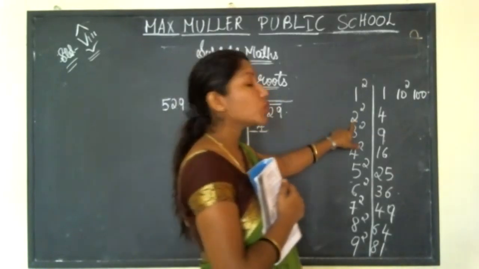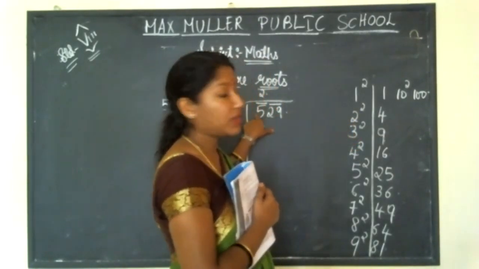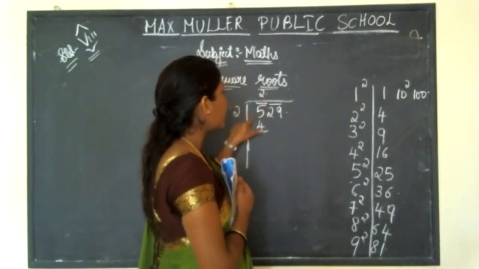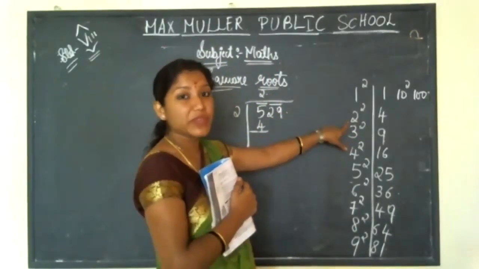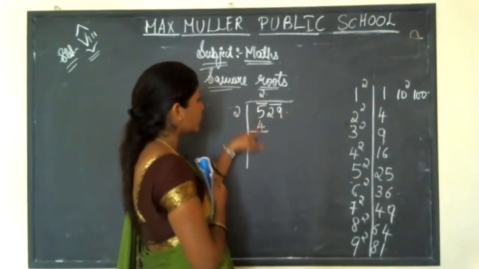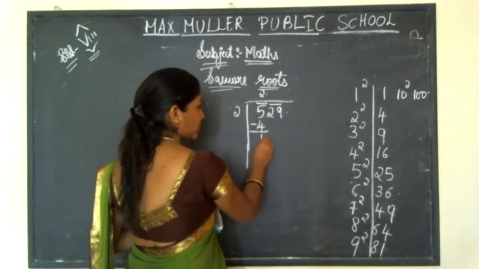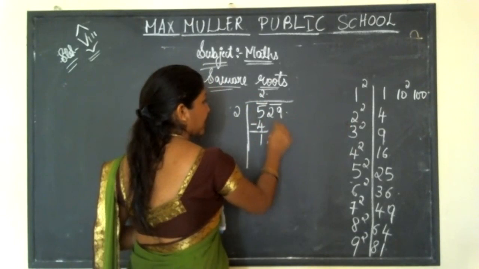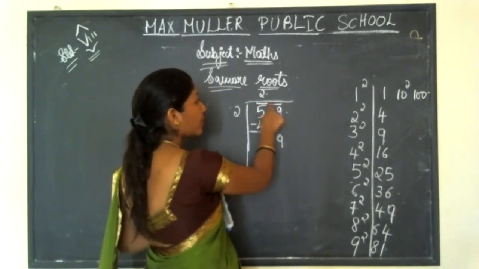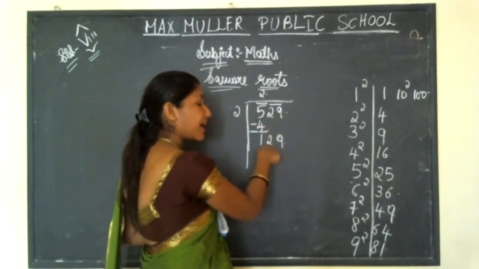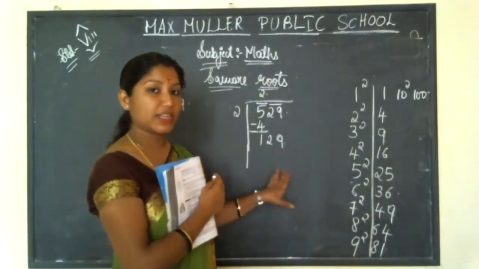See, you have to choose the nearer square number for this 5. For that number, you have to choose the nearer square number. That is 2 2s are 4. Now, you have to subtract. 5 minus 4, it is 1 and 29. If there is one number, you have to bring down one number. Here, you have paired both the numbers, so you are getting both the numbers down. That is 129. Hope all understood till here.